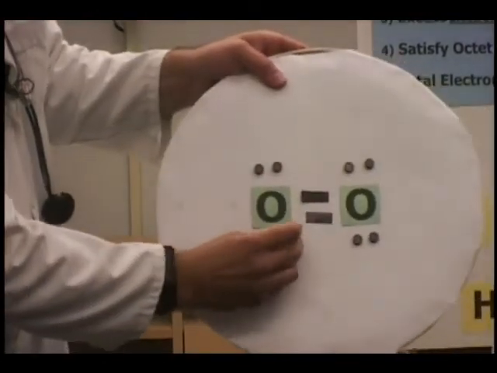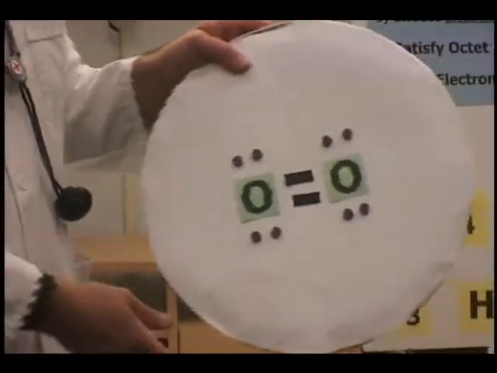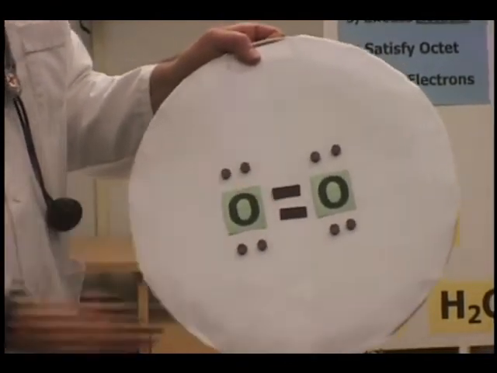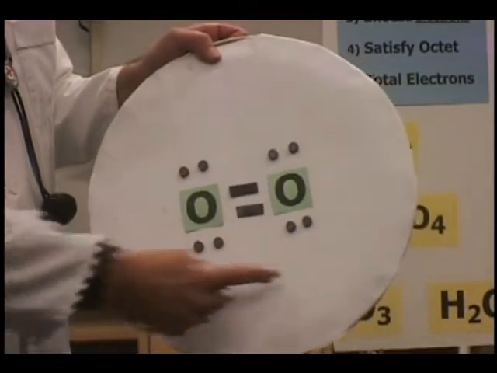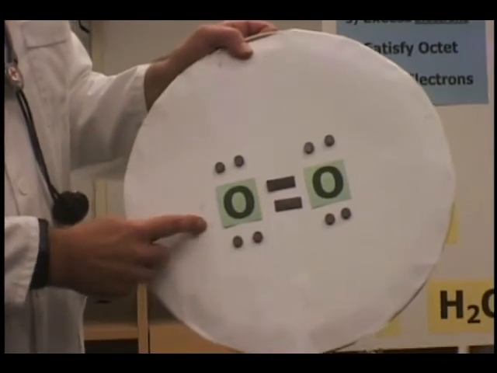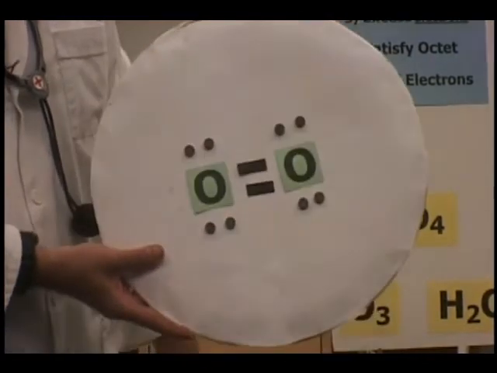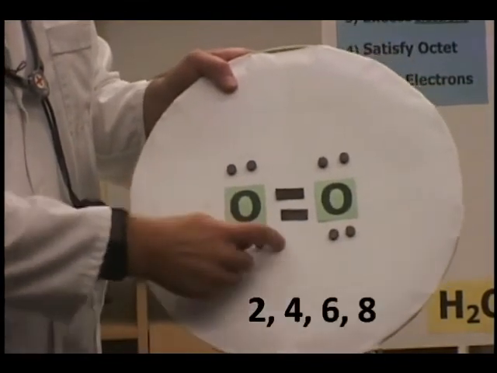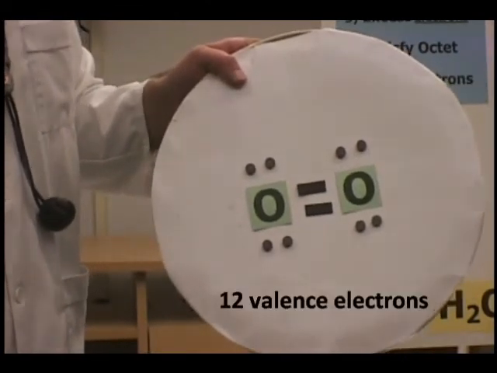And now we can do the final step. Do we have the octet? Let's take a look here. Each oxygen atom should have an octet. All right, so we take a look over here. We have 2, 4, 6, 8. All right, this is a covalent bond. These 4 electrons are being shared by the 2 oxygen atoms. So 2, 4, 6, 8. Octet satisfied for this oxygen atom. How about this one? 2, 4, 6, 8. Yes, the octet is satisfied for that oxygen atom. And in total, we have 2, 4, 6, 8, 10, 12. 12 electrons. So we started with 12 valence, we end with 12 valence.